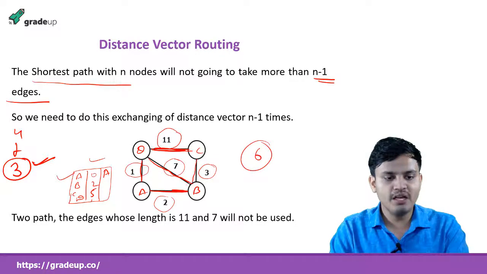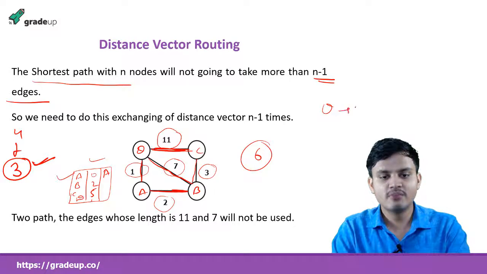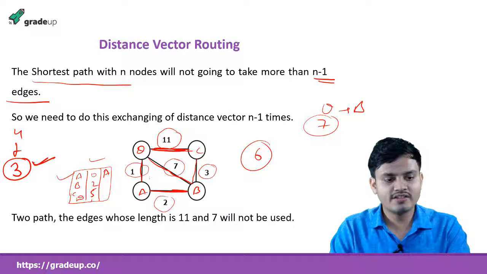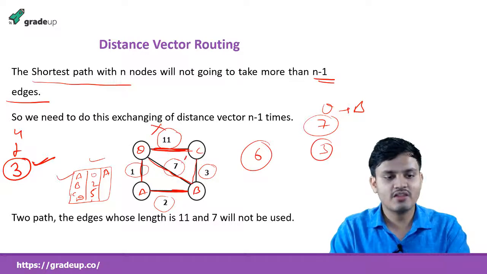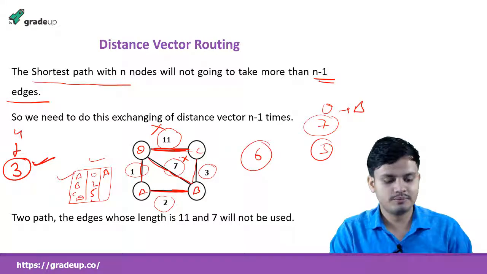Similarly D to B is 7. Now I am saying that you are not going to use this because in another cycle you are getting a minimum of 3. So you are not going to use this link and this link. So this way a question can be framed.